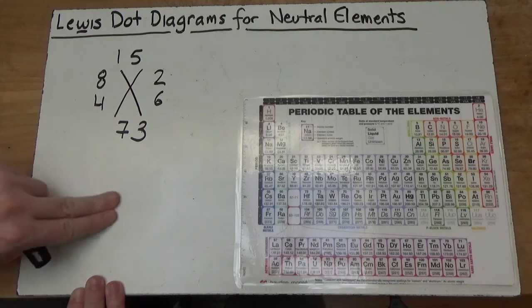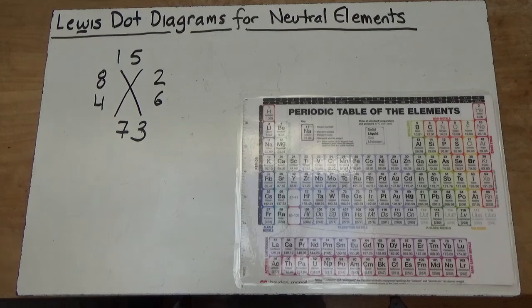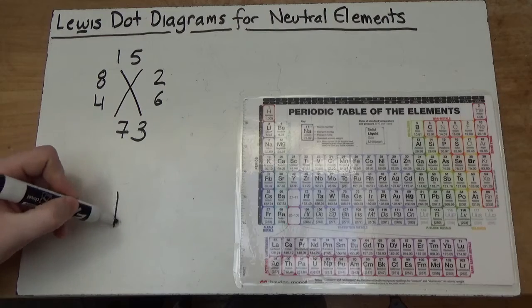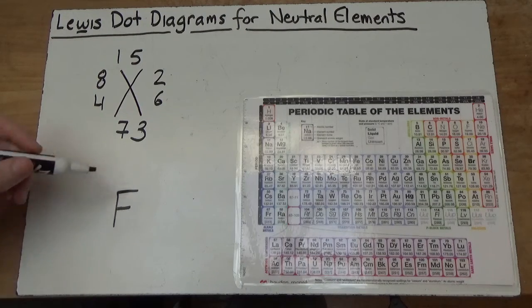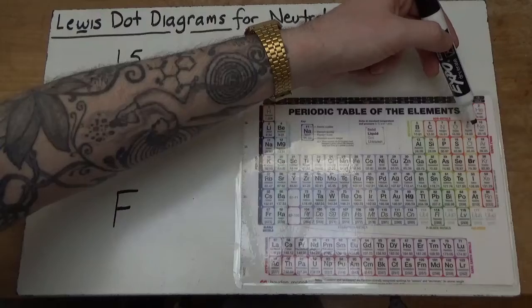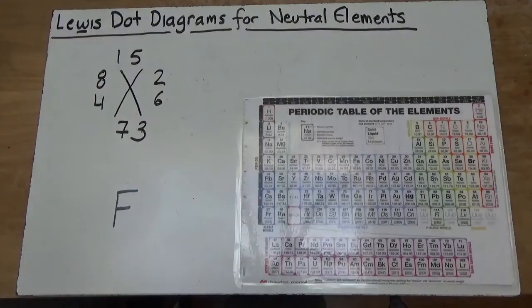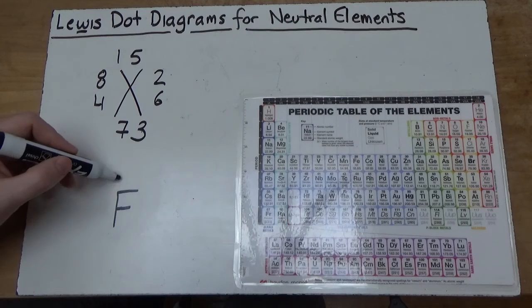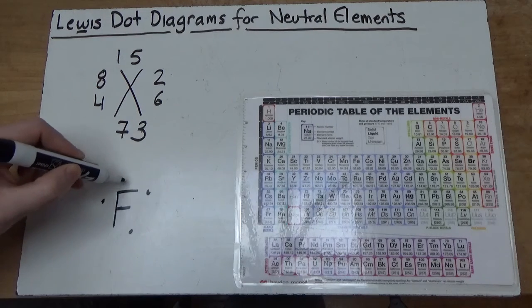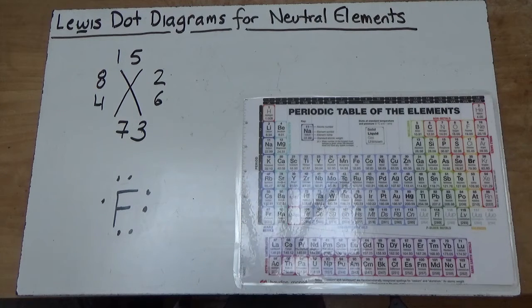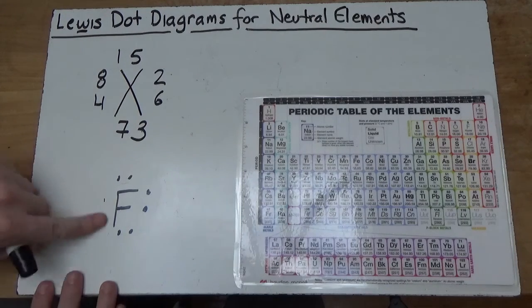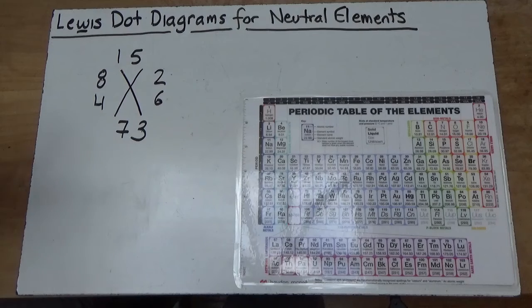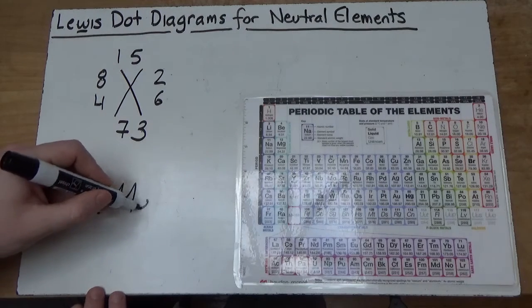Let's just do 3 more examples to see if you really fully understand. Why don't you try to draw the Lewis dot diagram for the element fluorine in family 7A? You are correct. Fluorine's going to look like this. We will have an electron in every spot except for that 8th spot. Now, what about magnesium?